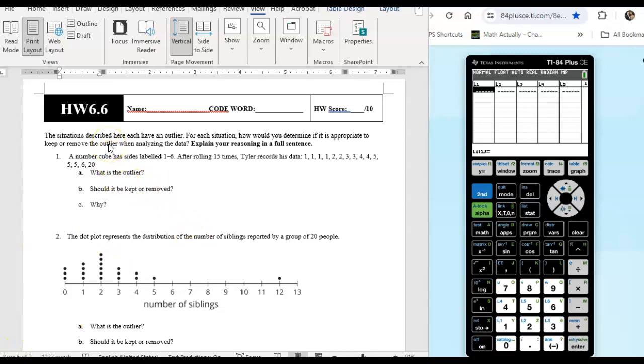The situations described here each have an outlier. For each situation, how would you determine if it is appropriate to keep or remove the outlier when analyzing the data? Explain your reasoning in a full sentence.